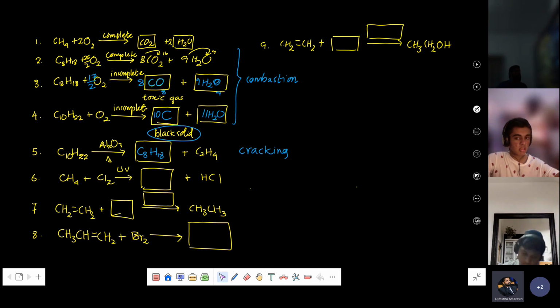Okay, and then methane with Cl. This is what we learned that day as what? Substitution reaction.